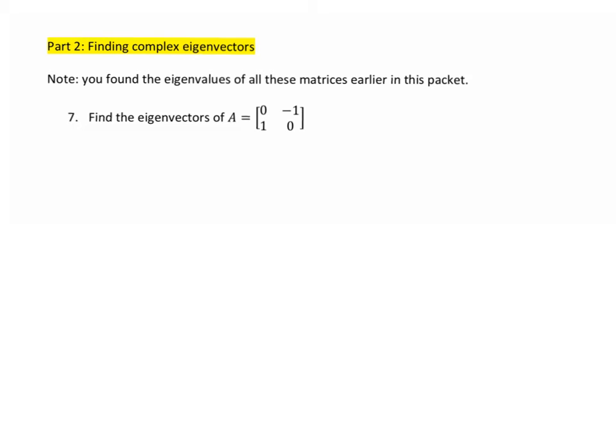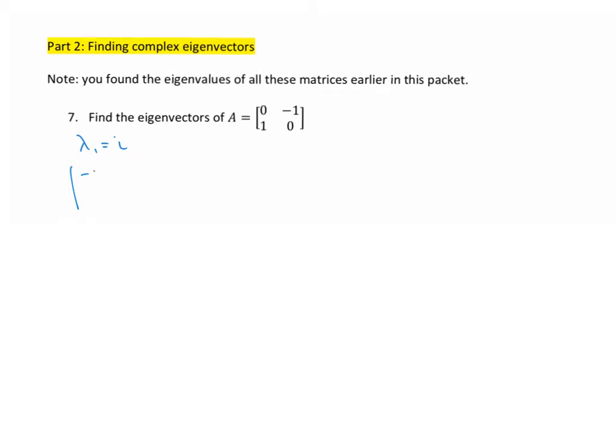Eigenvalues. So for this one, [0, -1; 1, 0], we found this on the very first problem on this packet. We found that the two eigenvalues were i and negative i. I'm going to set lambda 1 to be i and lambda 2 to be negative i, and we're going to see what happens. So we need to find the matrix A minus lambda I.